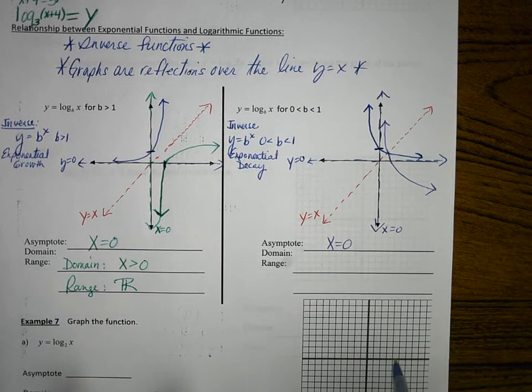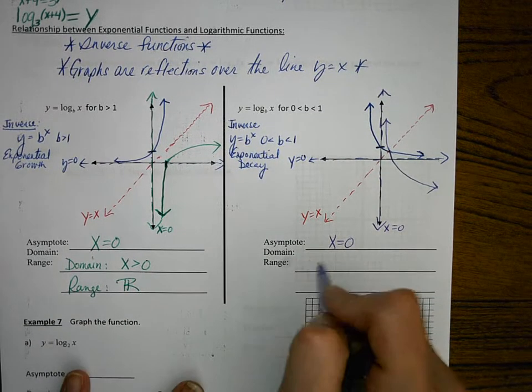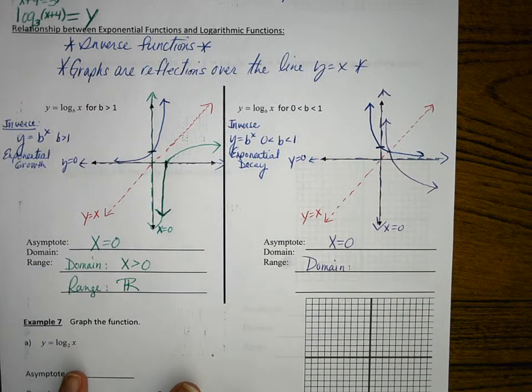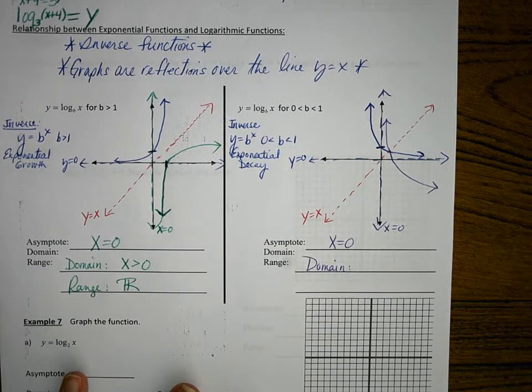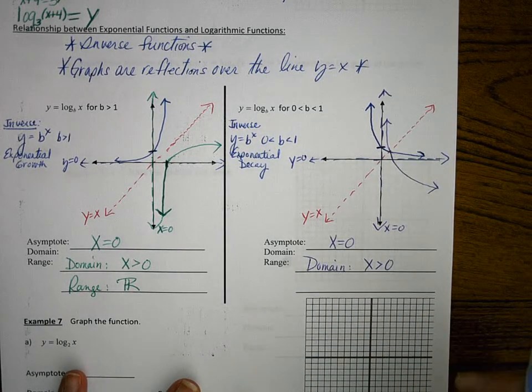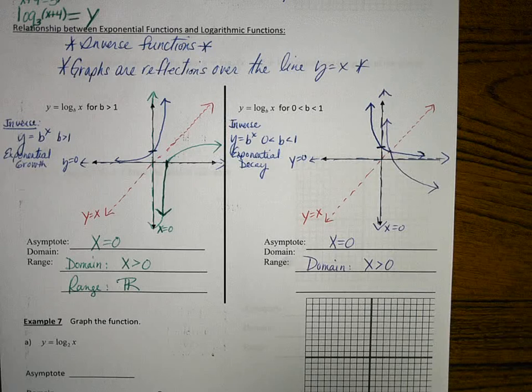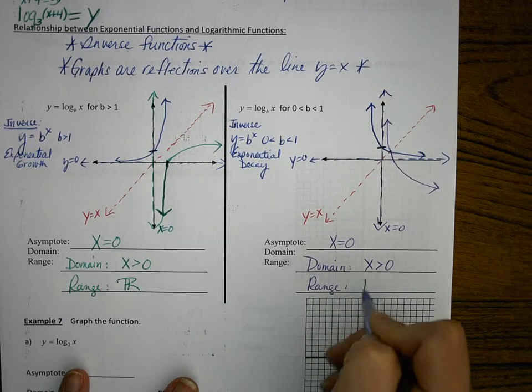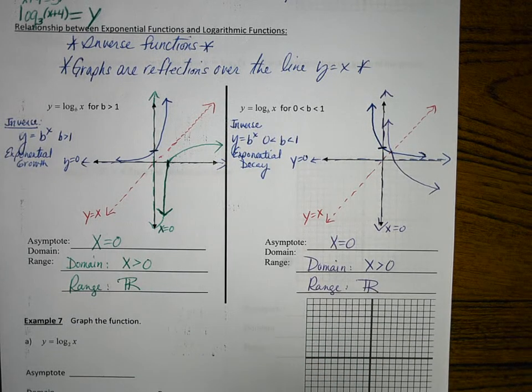All right, what is my domain? X is greater than 0. Absolutely. X is greater than 0. I can never take the log of a negative number. Basic rule about logs, I can never take the log of a negative number. All right. What is my range, Levi? All real numbers. Every log function has a range of all real numbers.